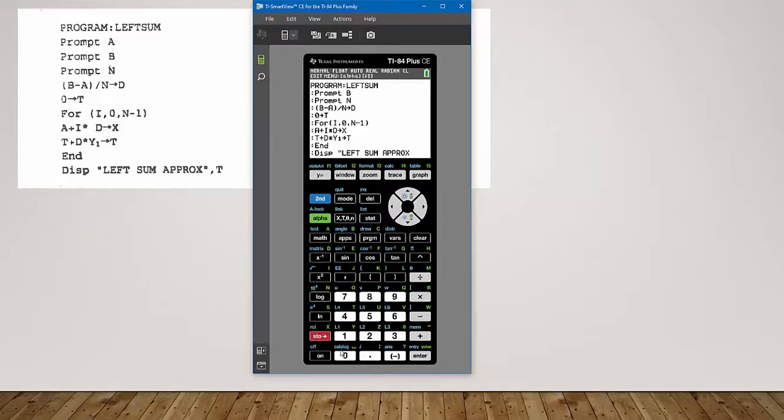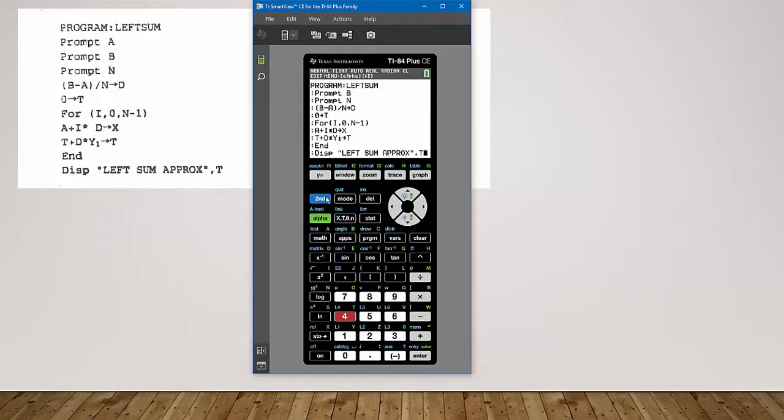And then I need a quote. And I need to get out of alpha lock. Comma. And then alpha T. Okay, so I have the left sum program entered into the calculator.